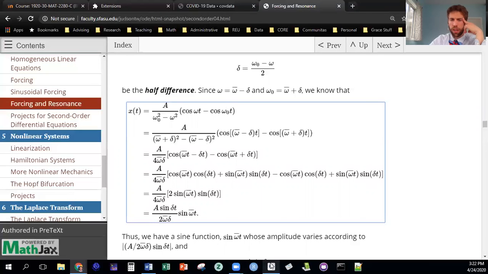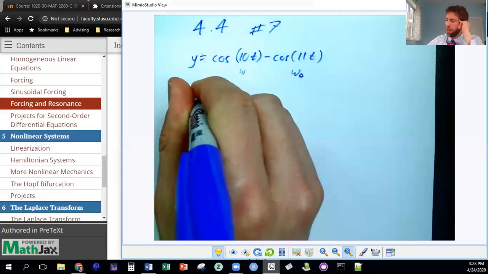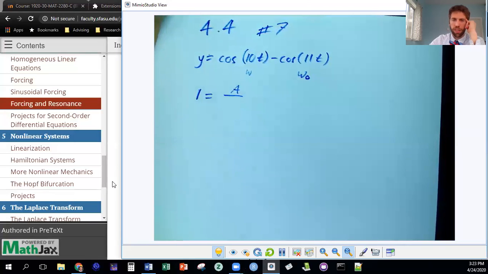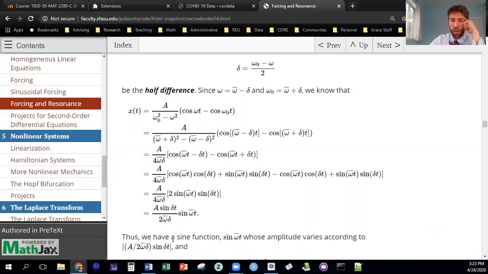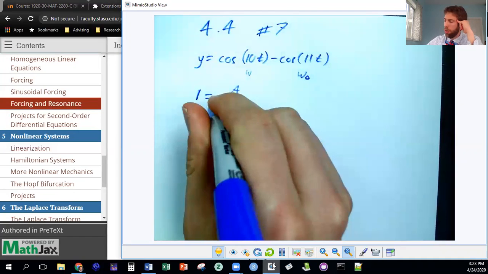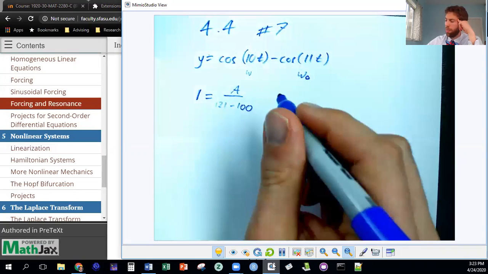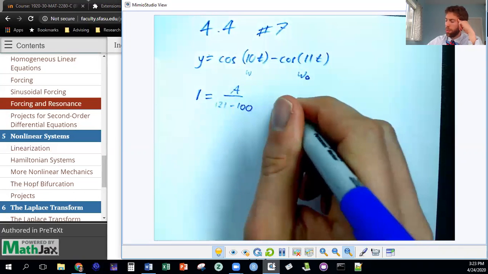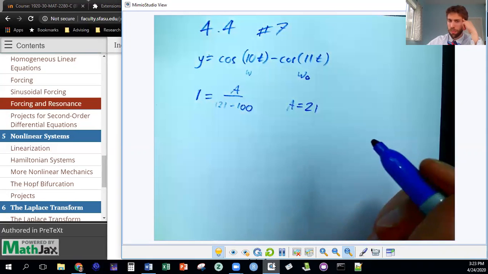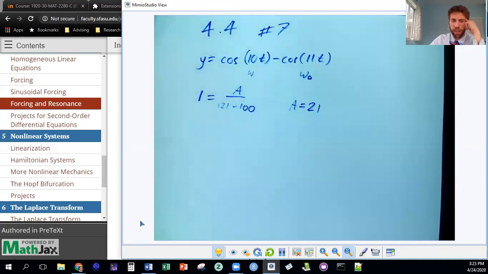So going back to my screen. Then A1 equals A over, let me make sure I have this right, omega naught squared minus omega squared, which is 121 minus 100. So then 1 equals A over 21, so A equals 21.